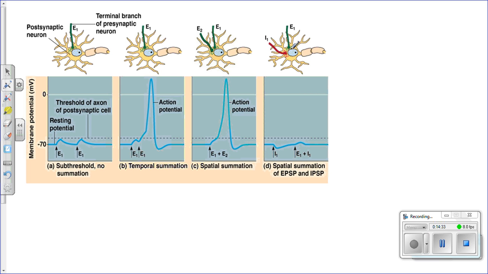The opposite, or another scenario I should say, is when an excitatory comes in, but then an inhibitory comes in and we end up washing it out. So the inhibitory brings it more negative, so it might be opening a potassium gate, and the excitatory is opening a sodium gate, and the two wash each other out. We never get an actual summation that causes an action potential to fire right here at this axon. So that's EPSPs and IPSPs.